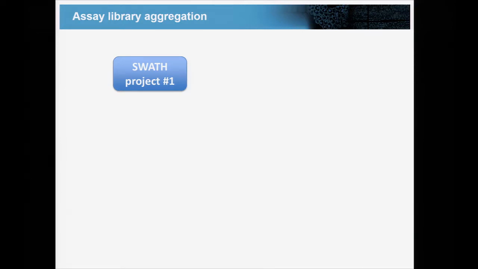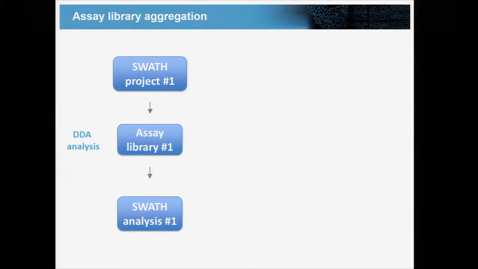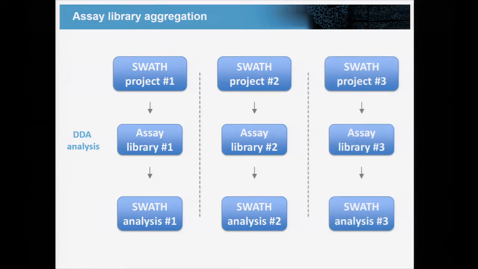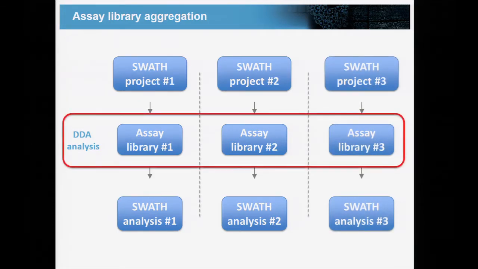We realized at some point that we were doing a lot of SWATH projects. So here's SWATH project number 1. We got to do SWATH analysis number 1, and in order to get from this to this, we need assay library number 1, right? So this is where this DDA analysis is happening. And then we did number 2, and then number 3, and at one point we said, oh, well, maybe we should try to aggregate these assay libraries together and try to reduce the workload and potentially disseminate these out to the community.